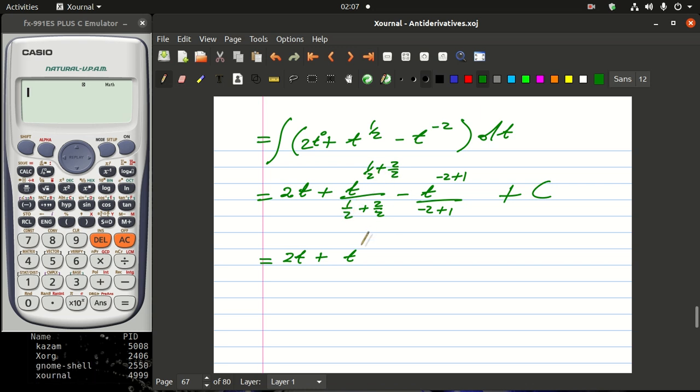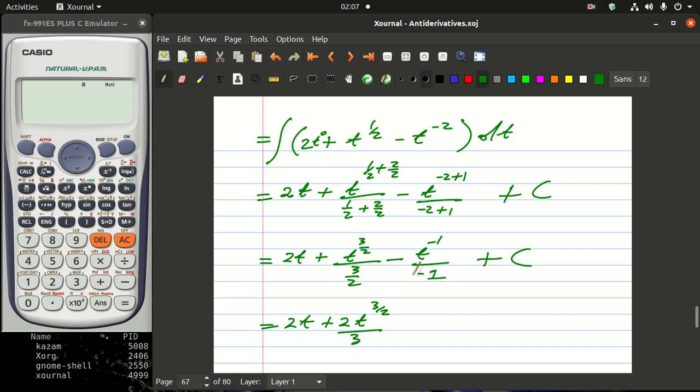And then taking the common denominator, we'll have a 2. And then 1 plus 2, that's a 3, divided by, the same thing here, 1 plus 2, that's a 3 over 2. And then here I still have a negative. I have t raised to minus 2 plus 1, that's a minus 1, and then plus a c. Of course, you can proceed to 2t, and then change this to multiplication. You will end up having a 2 times t raised to 3 over 2 all over a 3.